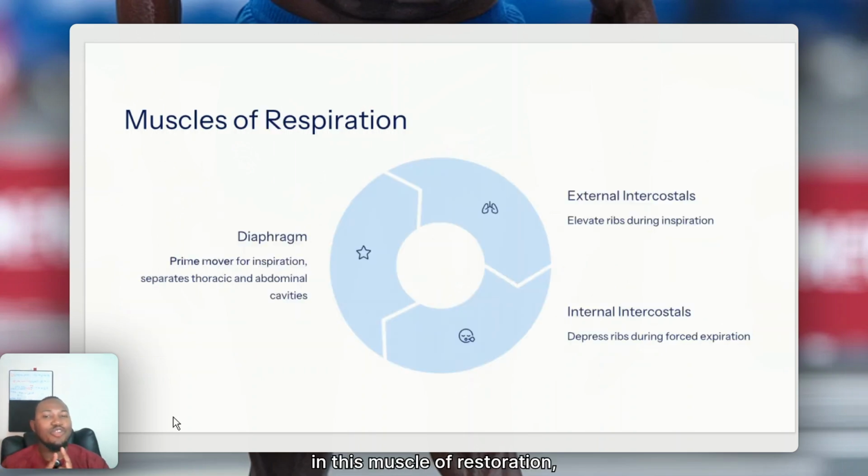Also, among the muscles of respiration, the prime mover, the diaphragm, is innervated by the phrenic nerve. That nerve innervates the diaphragm. Don't forget this. They always test it because the phrenic nerve is extremely important. It doesn't just innervate the diaphragm, it innervates a lot of abdominals. So you must know that the phrenic nerve innervates the diaphragm specifically.